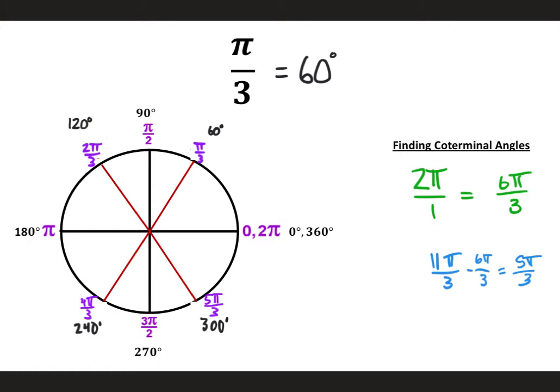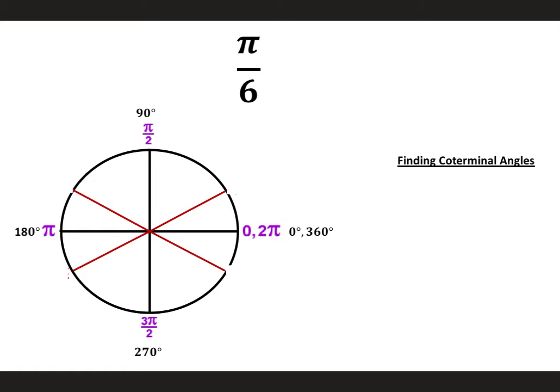Memorizing these over 3 ones is going to be really important. And if it's not one of these 4, then you're going to add or subtract chunks of 6 in the numerator until you get back to one of those 4. All right. Let's talk about pi over 6.